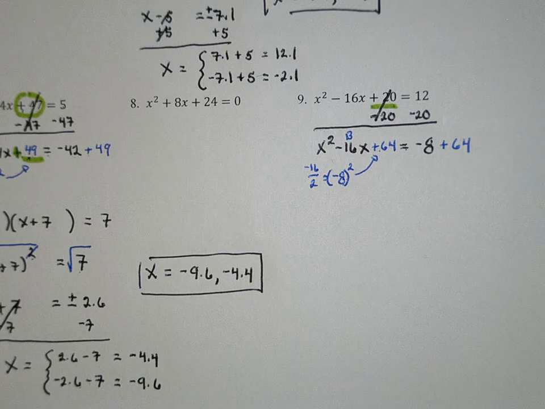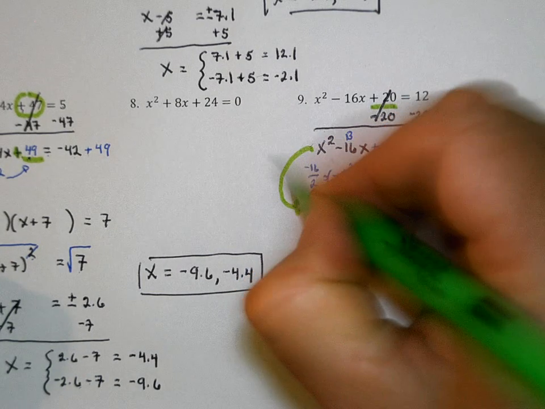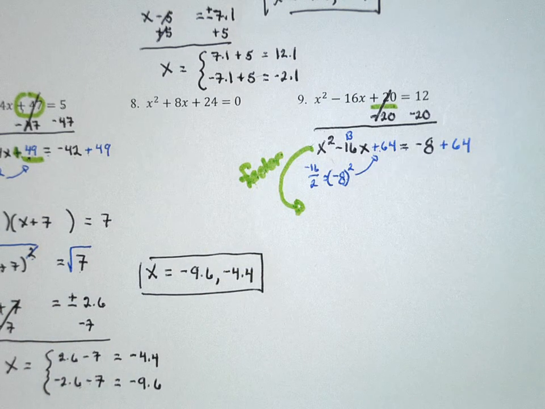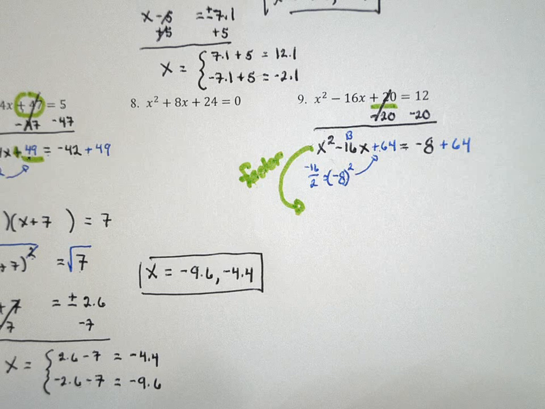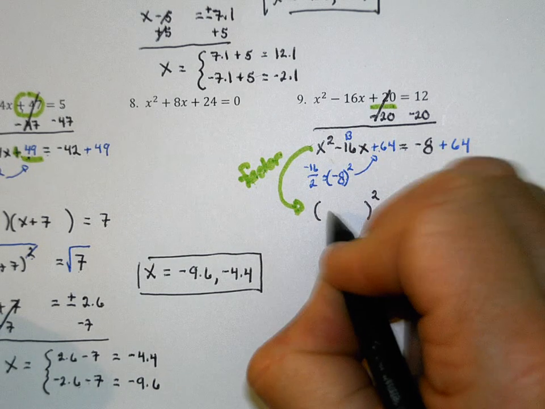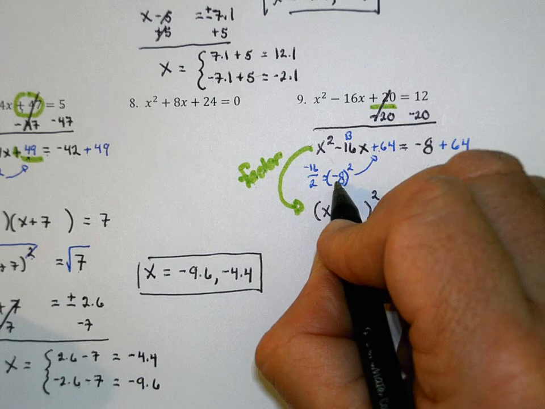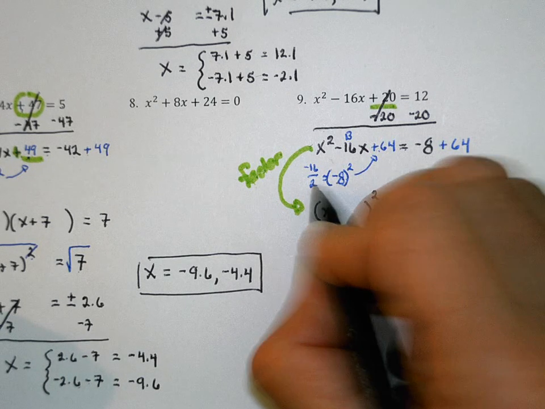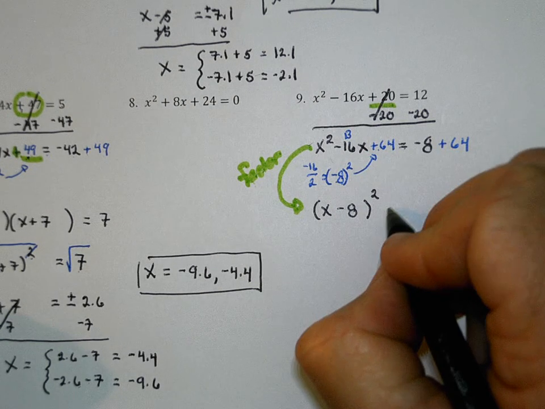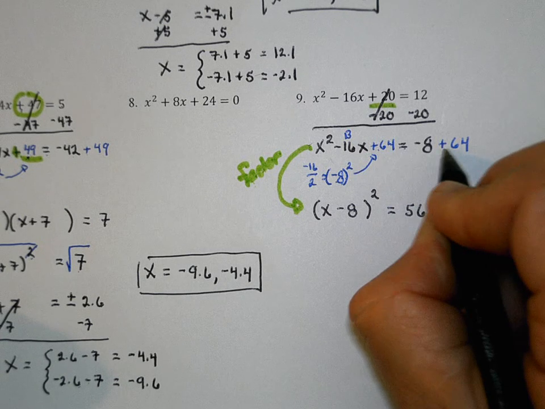Now I'm going to take this trinomial and I'm going to factor it. Remember, to factor it, I'm going to get a quantity to the second power, and it's going to be x, and whatever number goes here for my factor, it's going to be that number you got when you divided the b value by 2, which is negative 8. So I'm going to get x minus 8 to the second power. That's going to be equal to 56. Negative 8 plus 64 is 56.